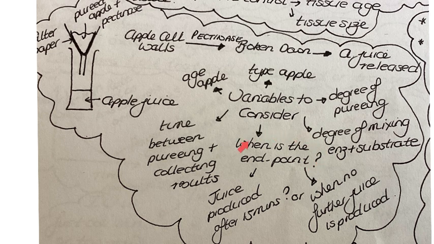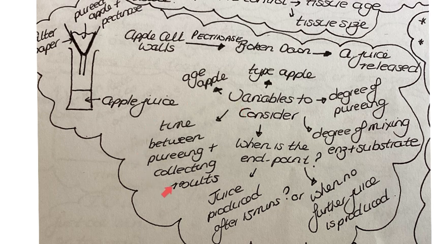When is the end point? Either of these would be okay, but every time you do the experiment, you need to use the same end point. So you could simply just set this up and record the volume of juice produced after 15 minutes. Or you could set this up and then just record the time when no further juice is produced. I prefer this one, but either method is acceptable.